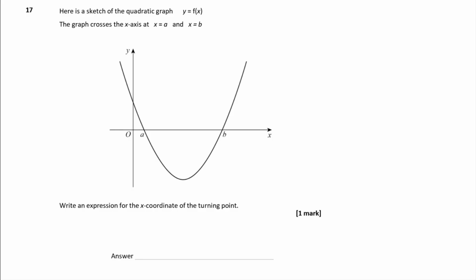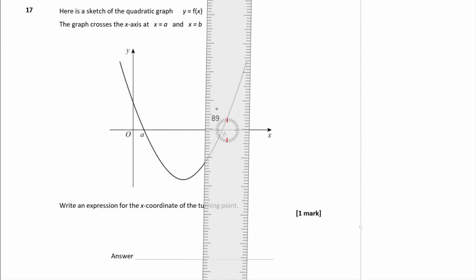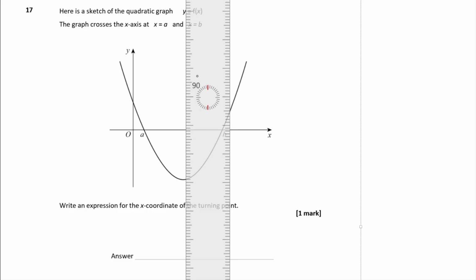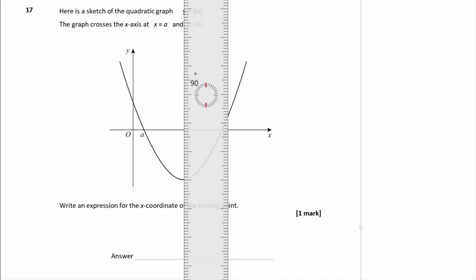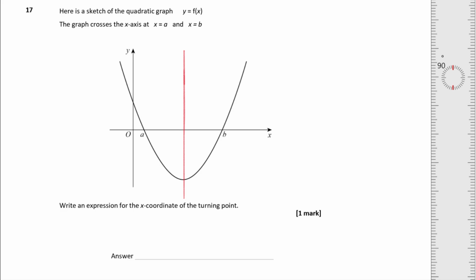The graph crosses the x-axis at a and b. Write an expression for the x-coordinate of the turning point. So you should know that parabolas are symmetrical. So I can draw a line of symmetry running down the middle of this graph like that. Okay, so that is a kind of line of reflection in the parabola. So if that's the case, then the distance from here to there must be the same as the distance from there to there, mustn't it? They must be equidistant. So that line of symmetry is passing through the midpoint of A and B.